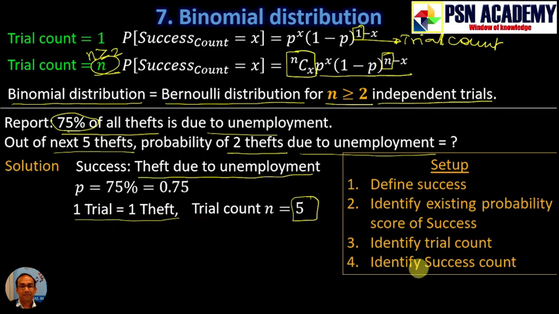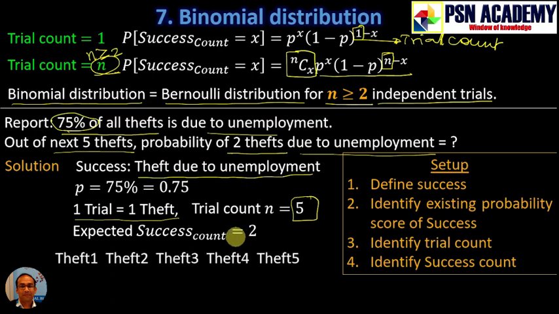And the last one, identify success count. So we want 2 thefts as a success count. So expected success count is 2. This expected is not actually your expectation in statistics. Expected means we want to know that the success count is 2. Okay. So see, 5 thefts. Out of those 5 thefts, we are interested in 2 thefts and the probability of those 2 thefts due to unemployment, right?